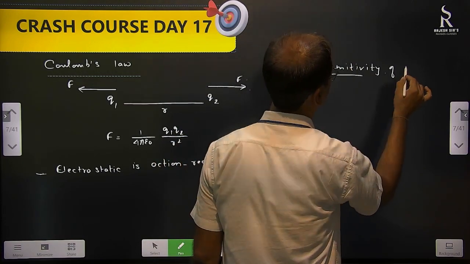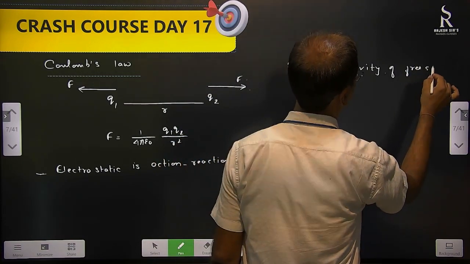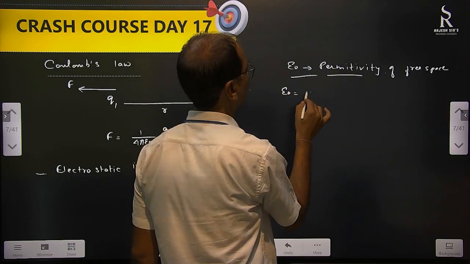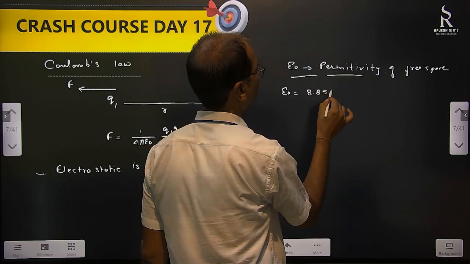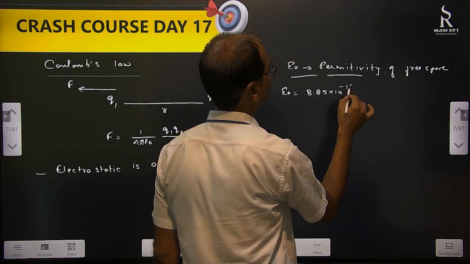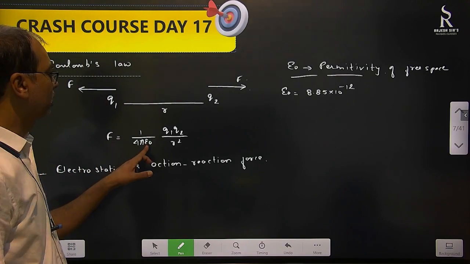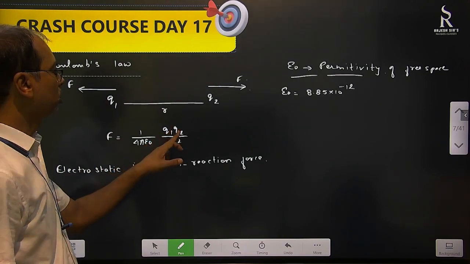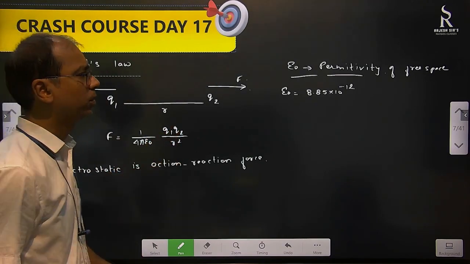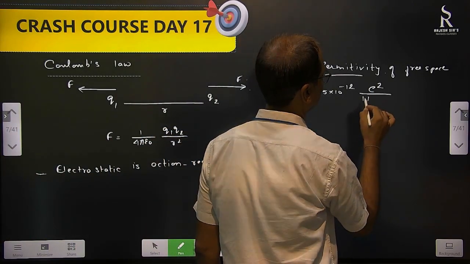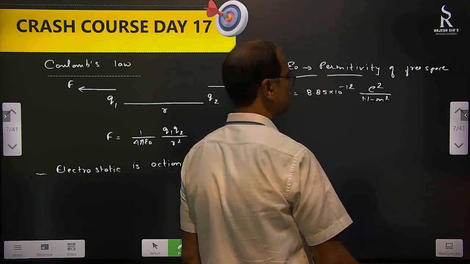Permittivity of free space has the value 8.85 into 10 to the power minus 12. Its unit: take epsilon naught here and bring F here. So for Q1, Q2, the unit is Coulomb square by Newton meter square.